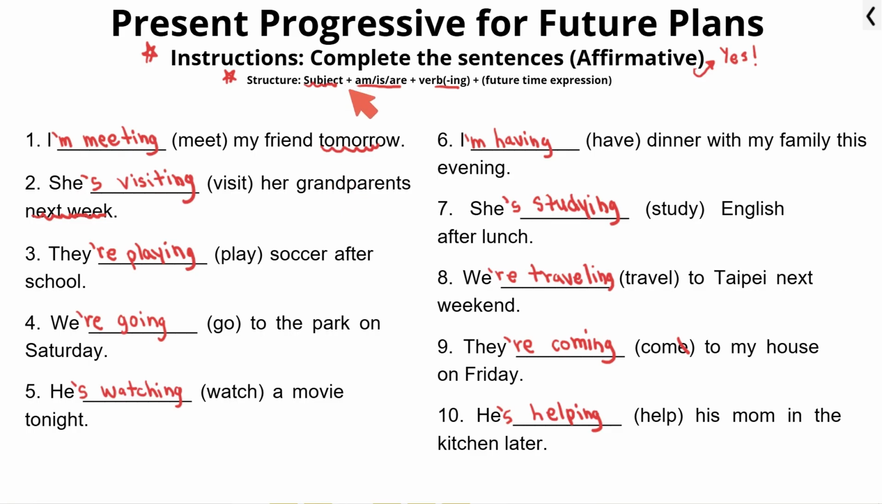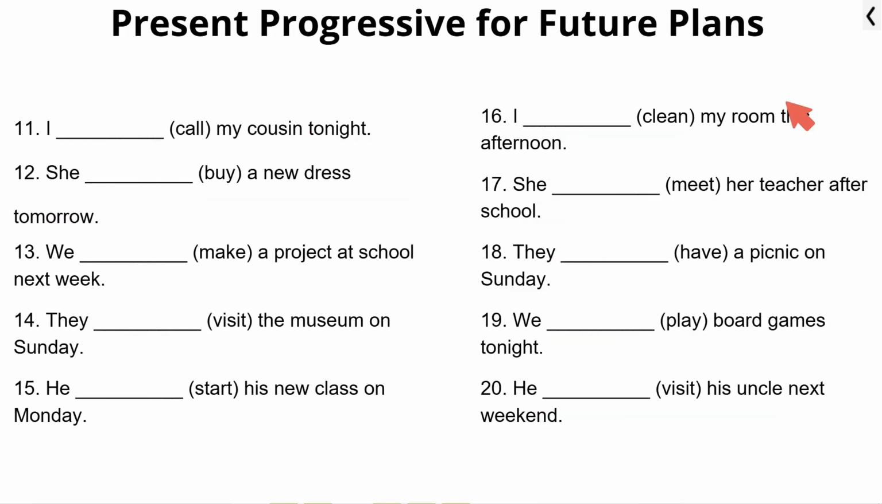Remember that we use he and she for is, and when we are including more than one person, we use are, and the only subject we use with am is I. Alright, you can pause the video and try these by yourself. Now let's check the answers together.